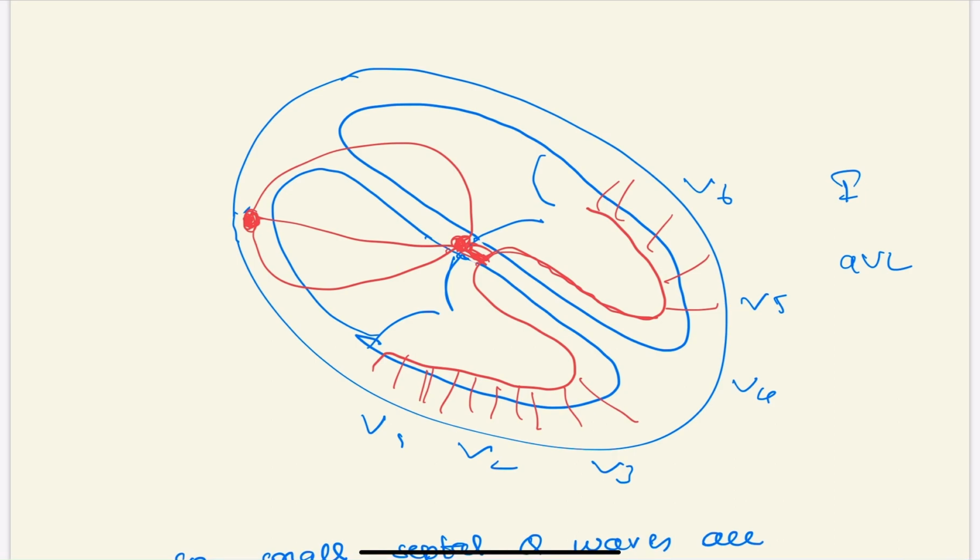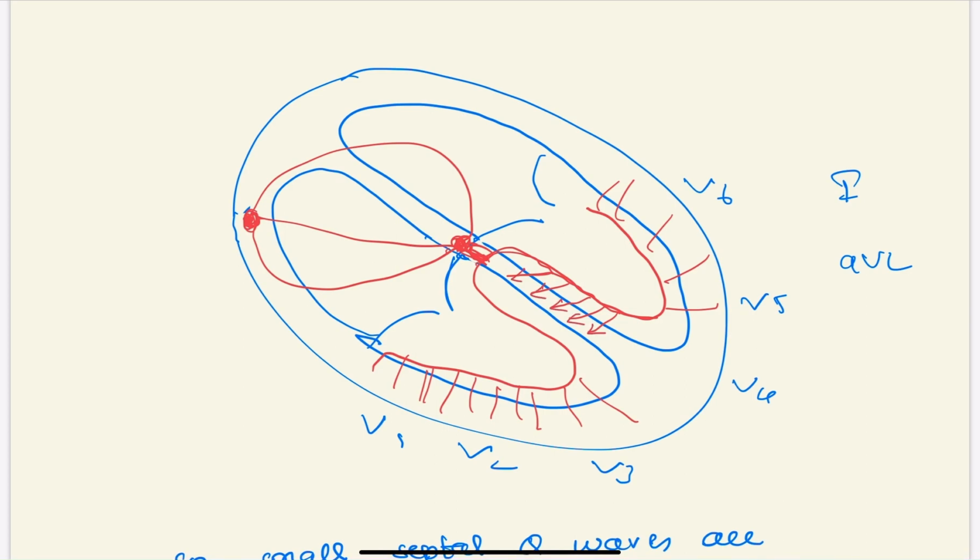So this interventricular septum is depolarized by the fibers arising from the left bundle branch, from left to right, like this. So the left bundle branch gives septal fibers. So the direction of depolarization is from left to right.